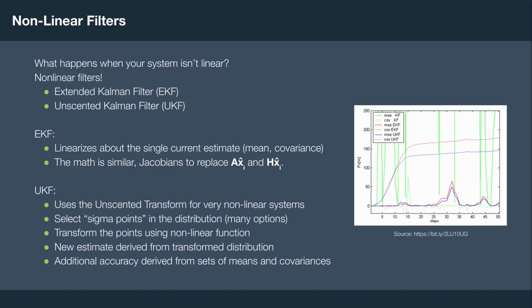The extended Kalman filter will use a Taylor series expansion around the mean and the variance to linearize the model. The math is very similar to the Kalman filter in the previous slides, but they have a little bit more complex expressions for the motion model and observation models.